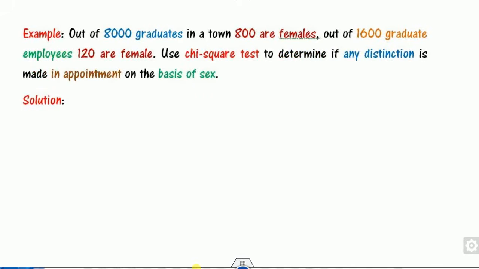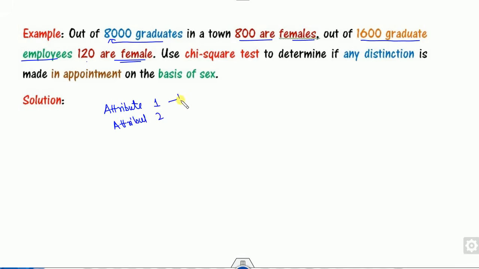Look at another type of chi-square problem: out of the 8,000 graduates, there are 800 females. Out of the 1600 graduate employees, 120 are female. So you have to check there. So you have to first identify how many attributes there are. If you carefully look at the statement, there are 2 attributes.